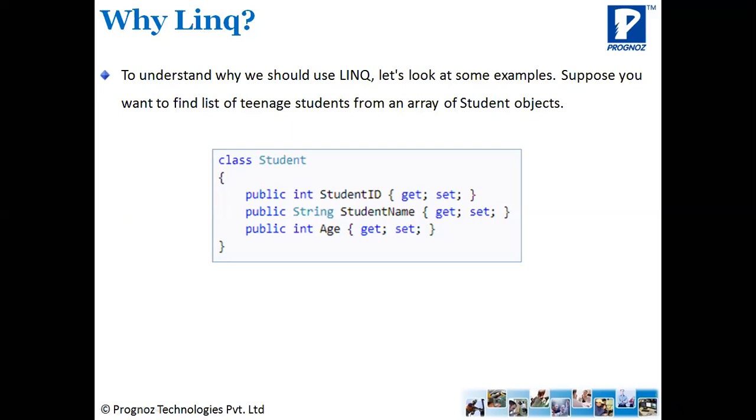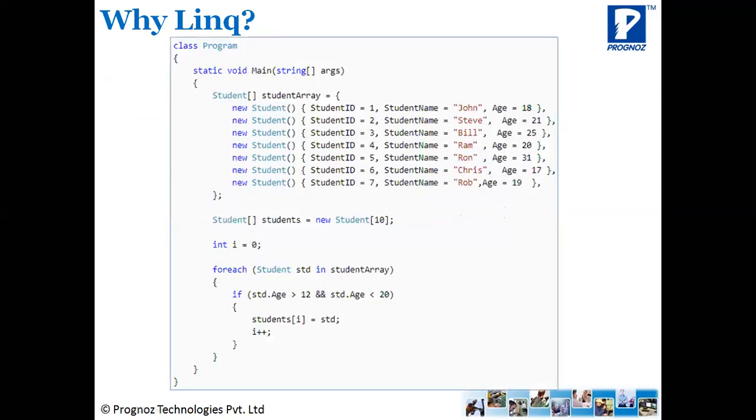Okay, means whose age is greater than 12 and less than 20. Those students are called teenager students. So if I wanted to retrieve the data of only those students, then in general, what you have to do is you need to write the code something like this.